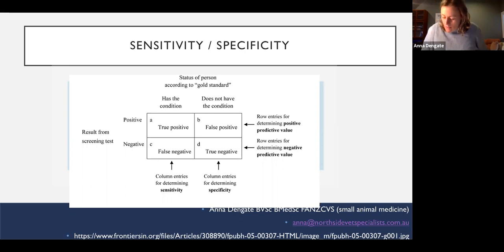So if I was to ask you an exam question on what hematologic abnormalities you might expect in a patient with ehrlichiosis, what would your answer be? Anemia, thrombocytopenia. Excellent, good. So 100% of patients have thrombocytopenia.